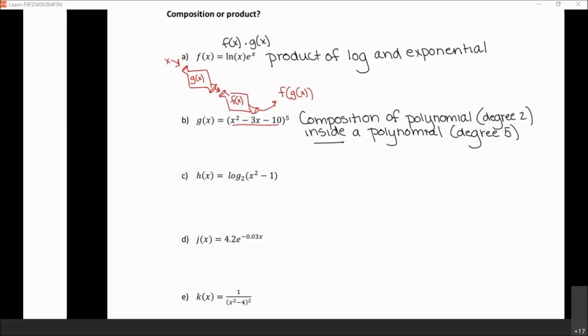Take a look at C. What about C? What do you think? I'm asking composition, product. What do you think about C? H of x. Anybody else? Remember, if you're telling it's a composition, you need to be able to tell me inner, outer. What's on the inside, what's on the outside. Anybody else?